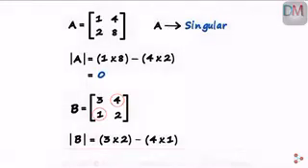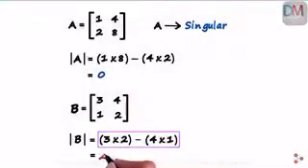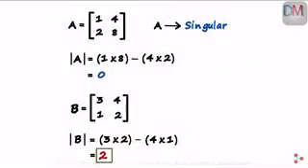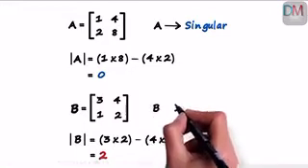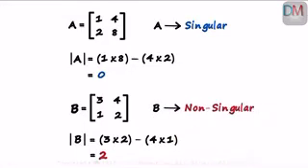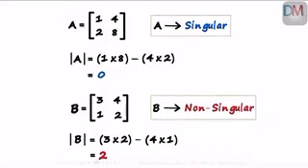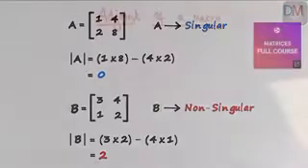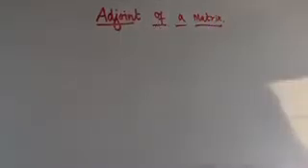6 minus 4 gives us 2. Because it's non-zero, we can say that matrix B is non-singular. But why is this concept important? Where do we apply it? Now we are going to learn about the adjoint of a matrix.